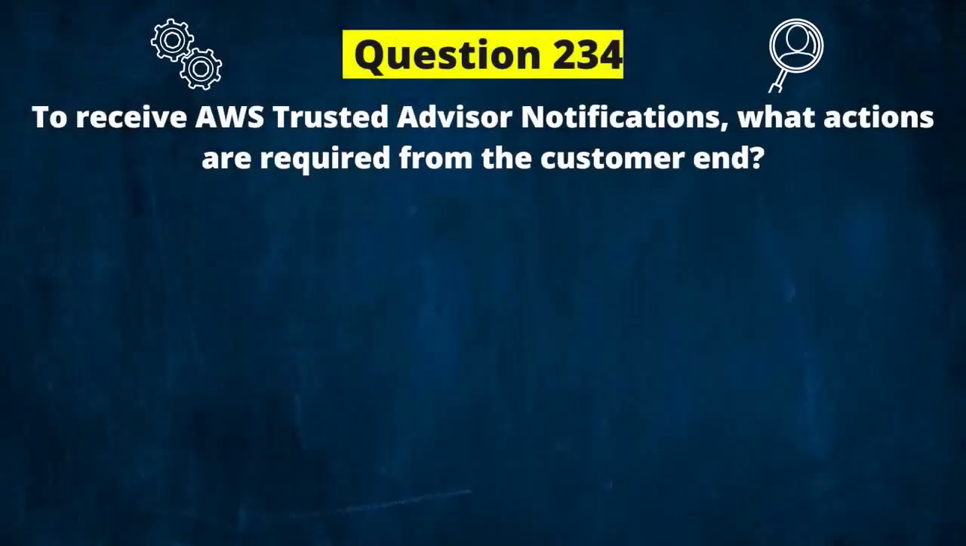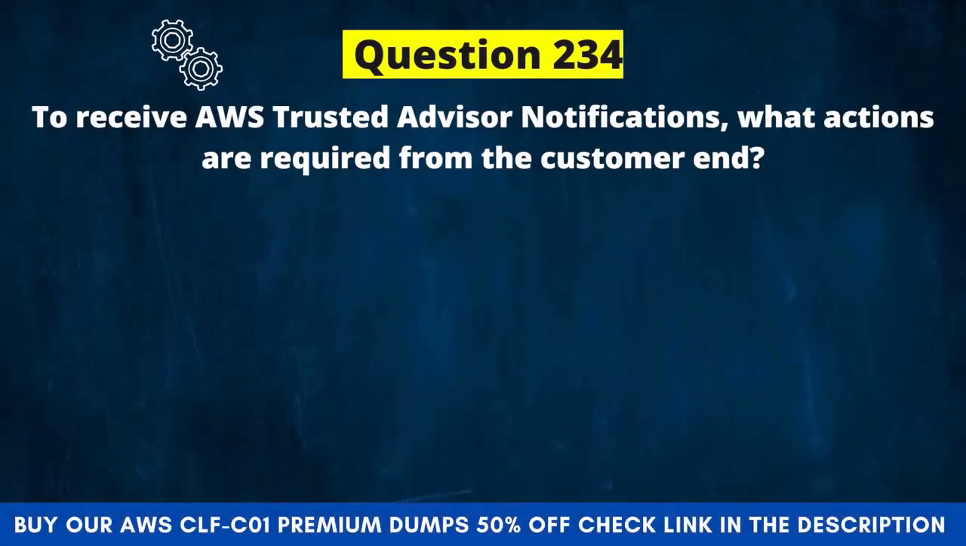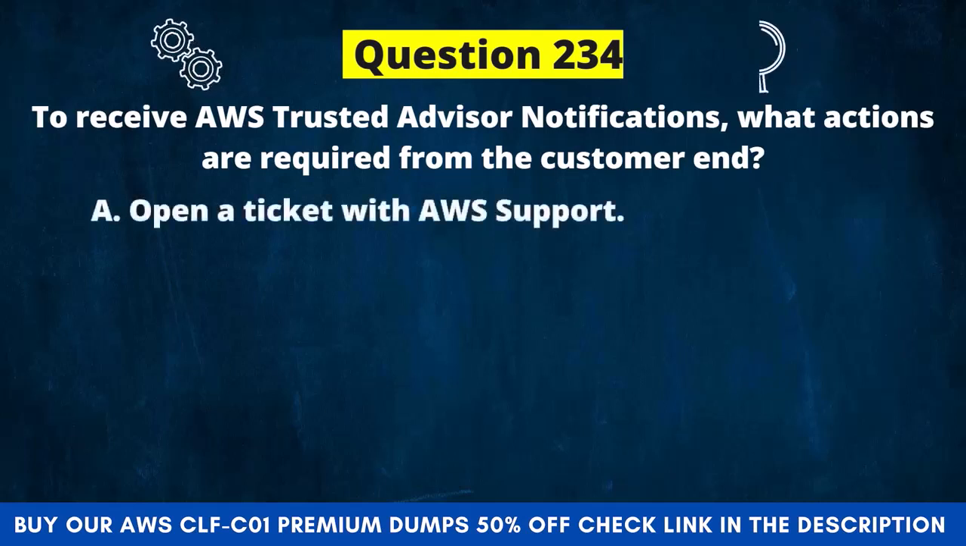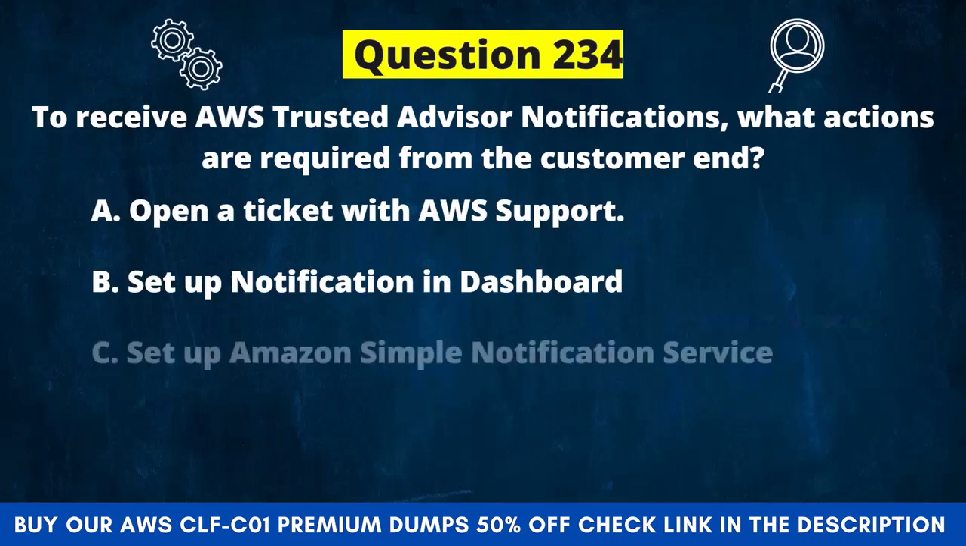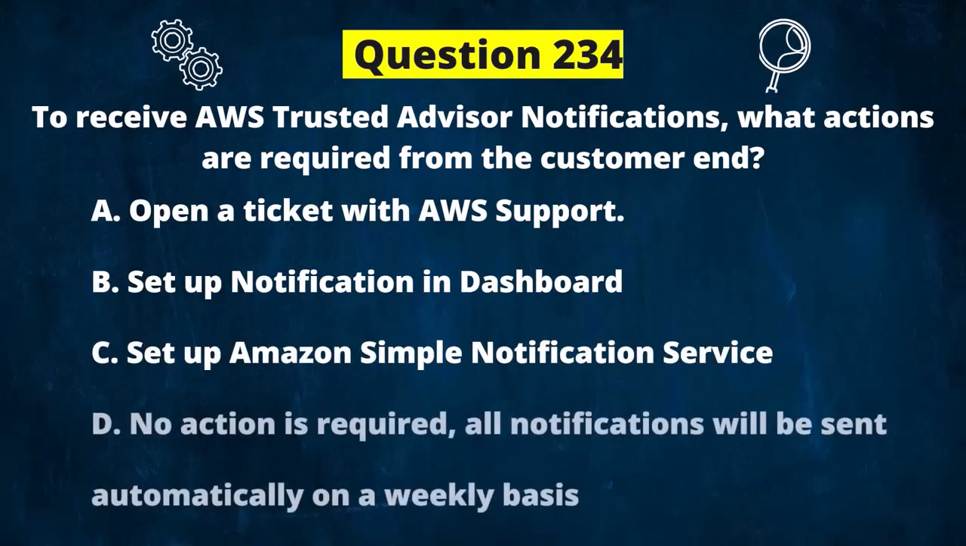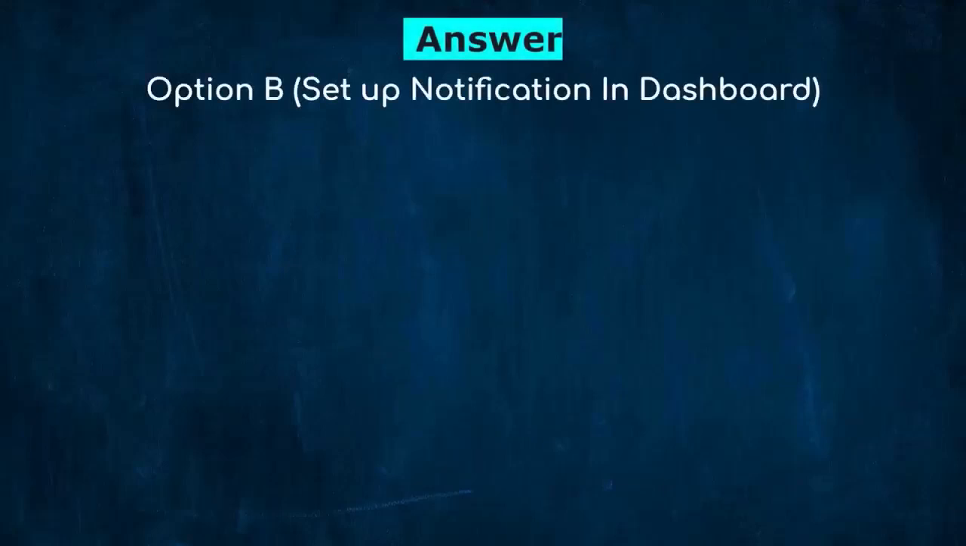Next question. To receive AWS Trusted Advisor notifications, what actions are required from the customer end? And the options are A. Open a ticket with AWS support, B. Set up notification in dashboard, C. Set up Amazon Simple Notification Service, D. No action is required. All notifications will be sent automatically on a weekly basis. And the correct answer is option B. Set up notification in dashboard.